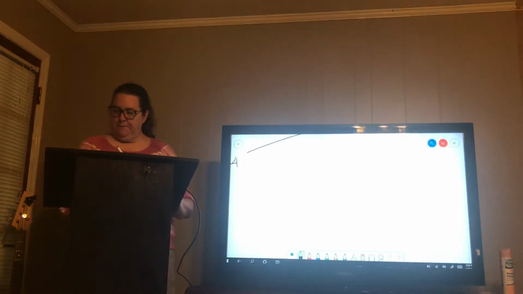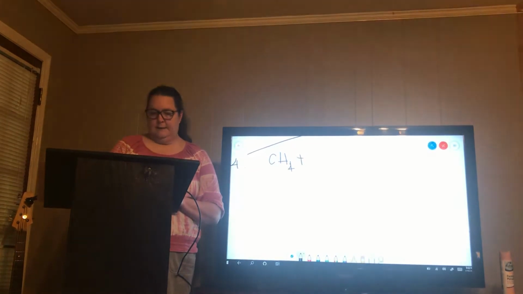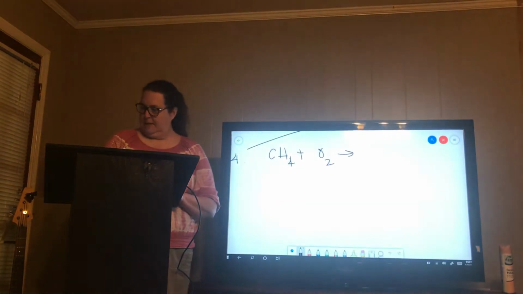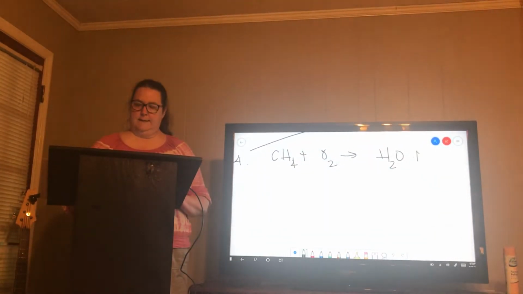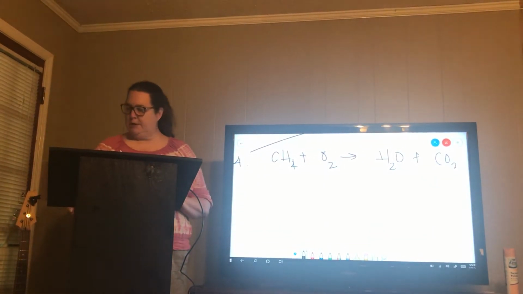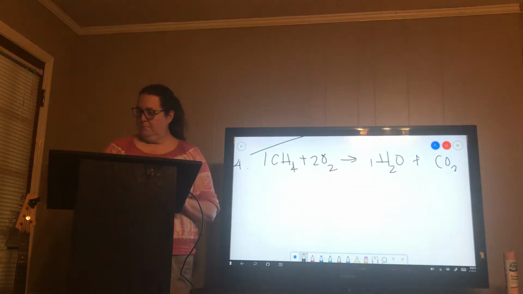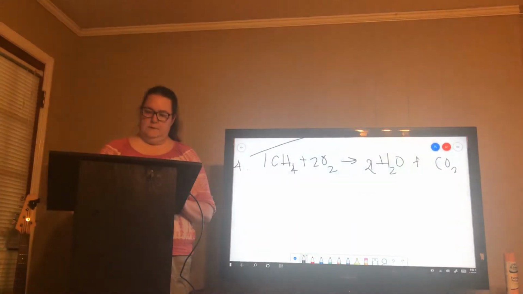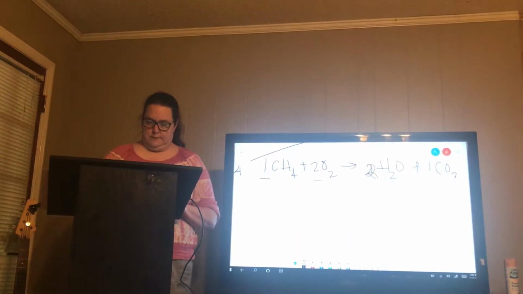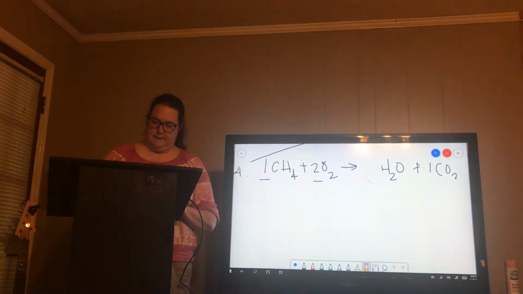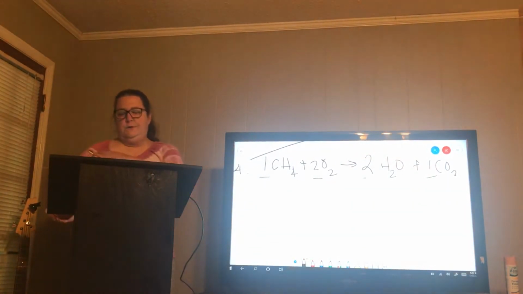All right, number 4. All right, so number 4, we have methane plus oxygen. Okay, so it produces water and carbon dioxide. So this is another combustion. So when you balance it out, oh, no, that's a 2. Okay, it's 1. So it's 1, 2, here. Make that neater. 1, 2, 1, 1, 2, 2, 1.